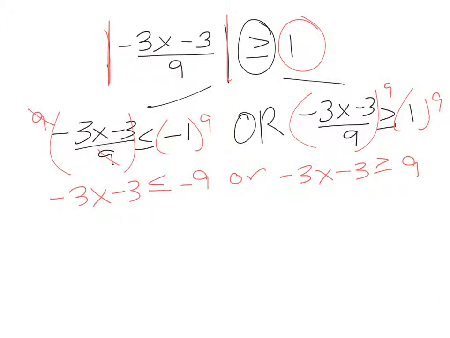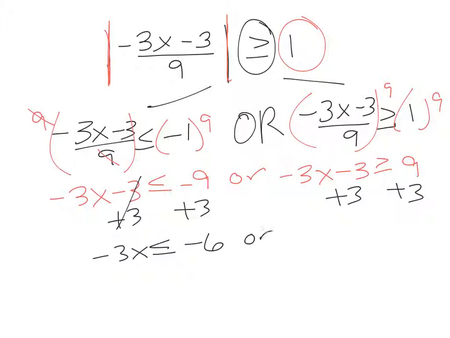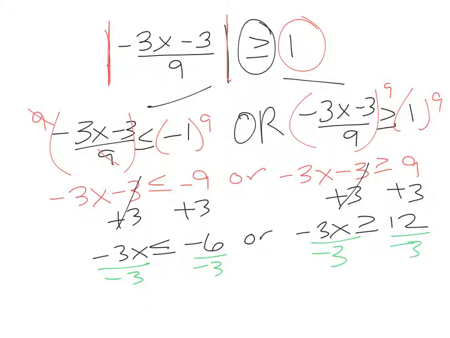Now we need to solve for x, so we're going to need to add 3 to both sides. Negative 3x is less than or equal to negative 6, or negative 3x is greater than or equal to 12. Now here's where you have to be very careful because this is a special rule. In order to solve for your x here, you need to divide by a negative 3. Well, this is a rule that you are supposed to remember from your previous math class, whatever that was.